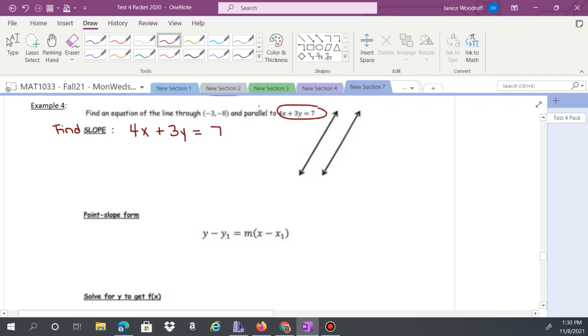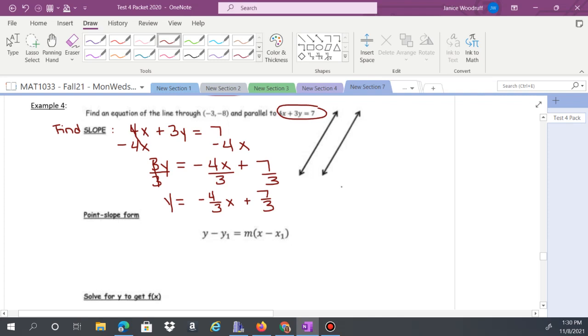Okay, so we want to isolate the y here. So I'm going to subtract the 4x from both sides. They will cancel out here. I'm going to get 3y equals, let's make this negative 4x. That 7 doesn't have anything in front of it, so it's just plus 7. Then divide by 3. These will cancel. I'm going to get y equals negative 4/3 x plus 7/3.